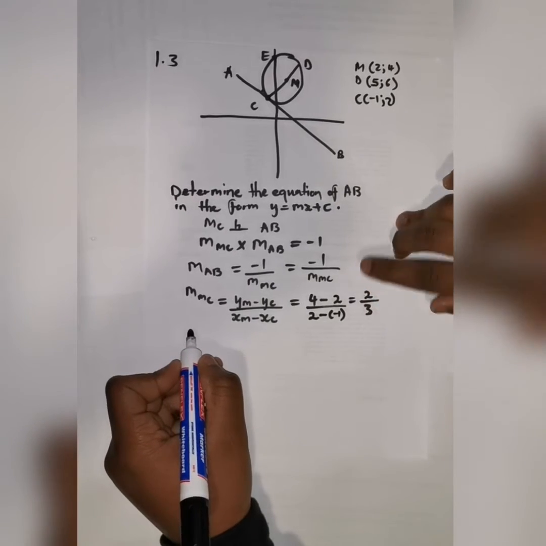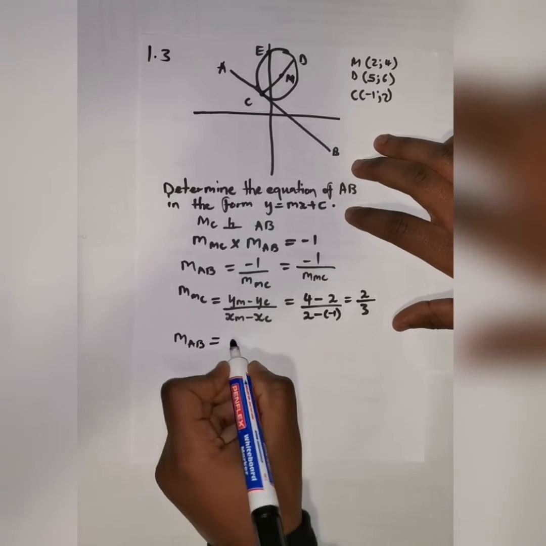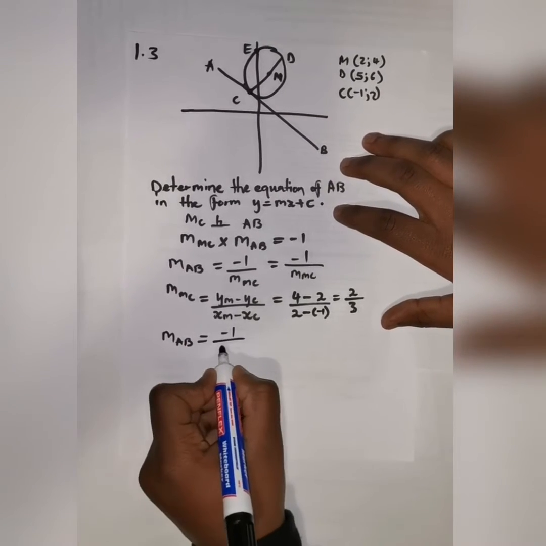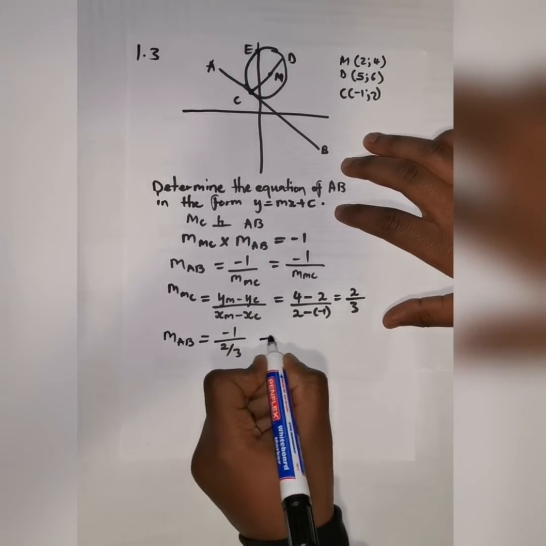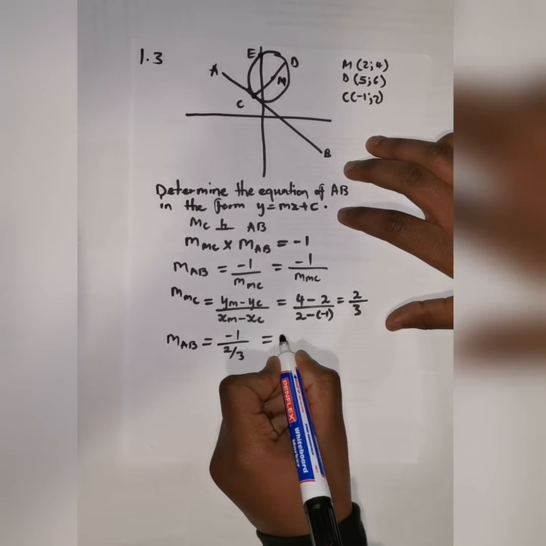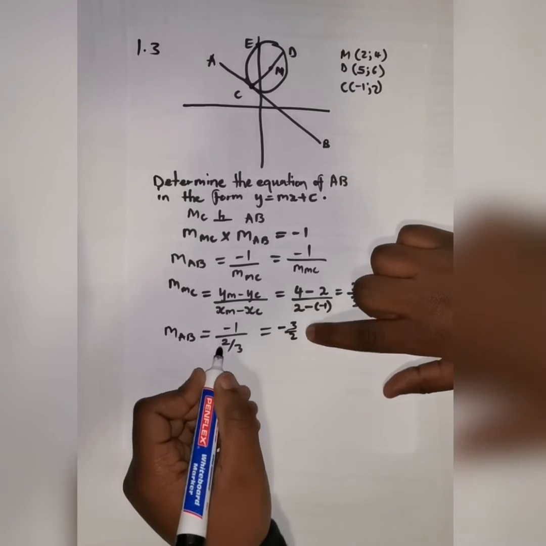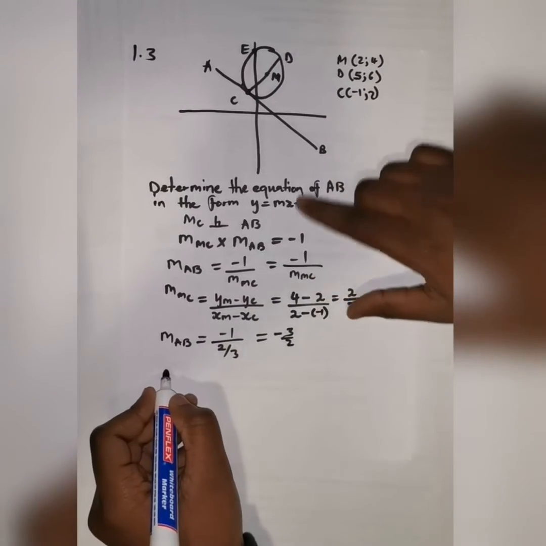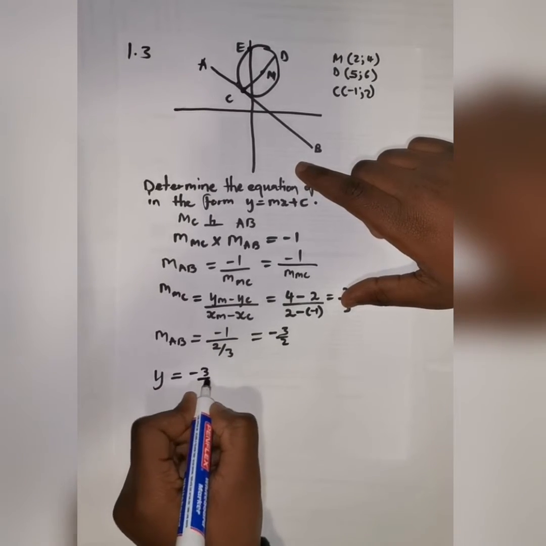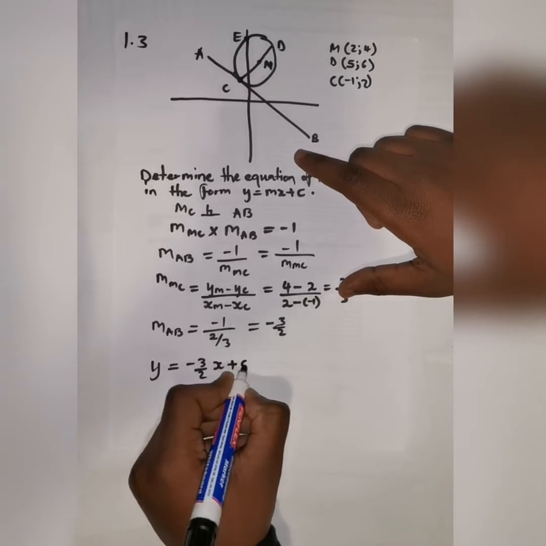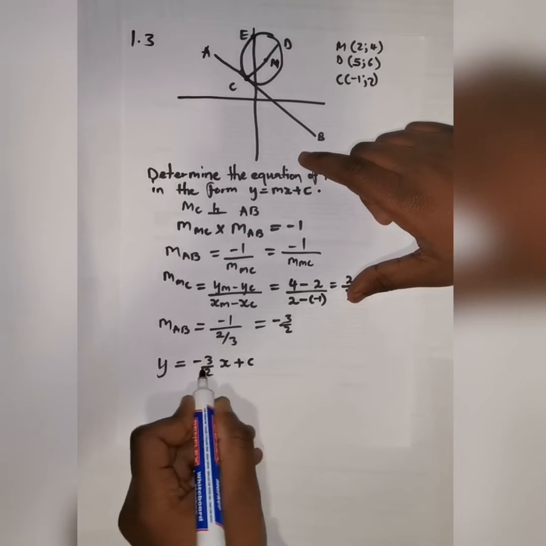Then the gradient of AB is equal to -1 divided by 2 over 3. You don't have to stress much about this. You can put this in your calculator and you see that it's equal to -3 over 2. So we have the gradient, and we can take that equation and say y = -3/2 x + c. We've substituted for m. This is how our equation is.